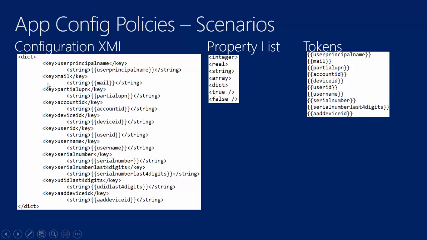So this would be a definition XML for Intune. And you see it starts up here with this label and ends with the same label. And in between are all the configs. So we'll provide the key name, and this is a string value, and all of these in this example are string values. And notice the format of this user principal name and mail and partial UPN and account ID and all this different stuff. This is enclosed in brackets, and this is also referred to on the right-hand side as a token, right? Another word for token is a wildcard, right?